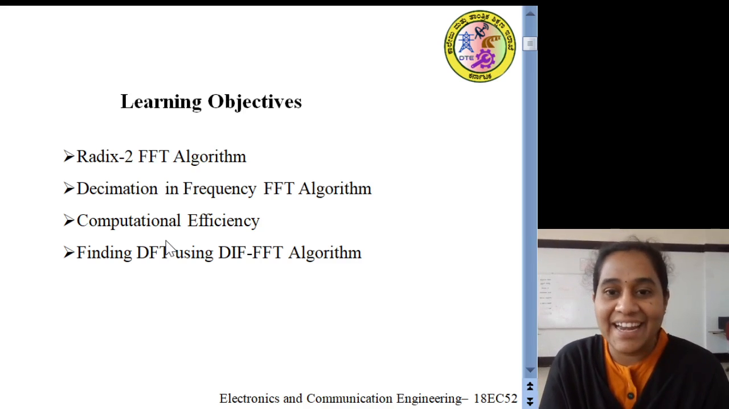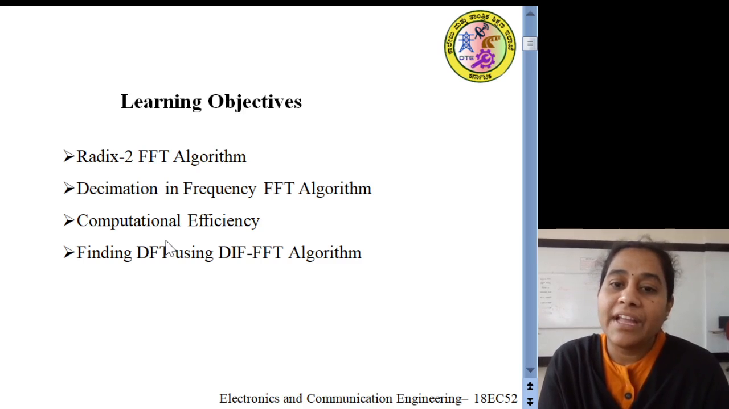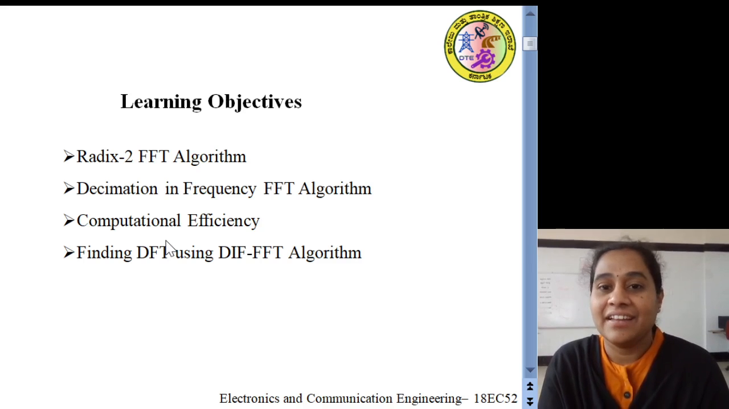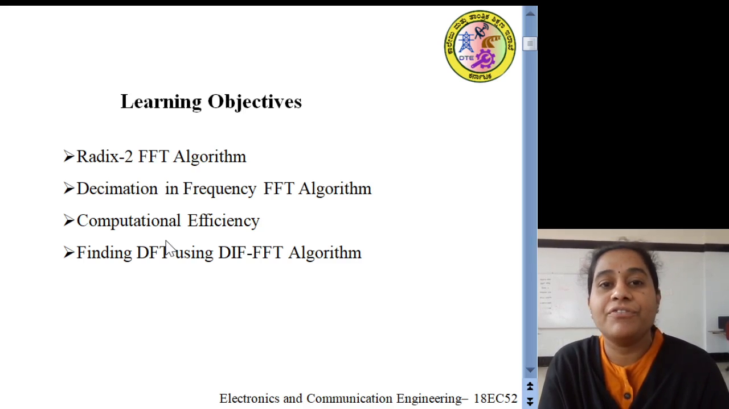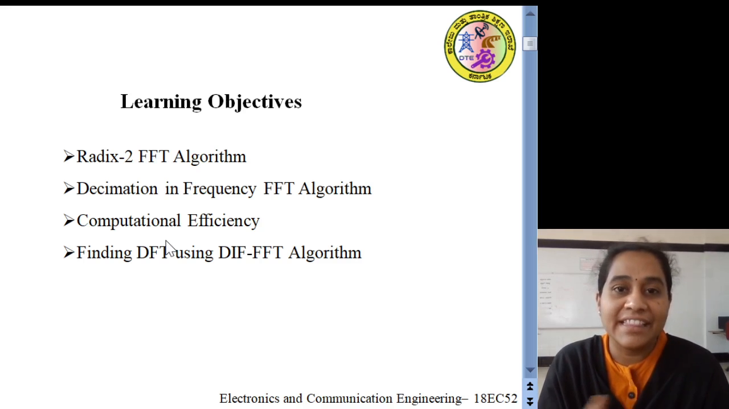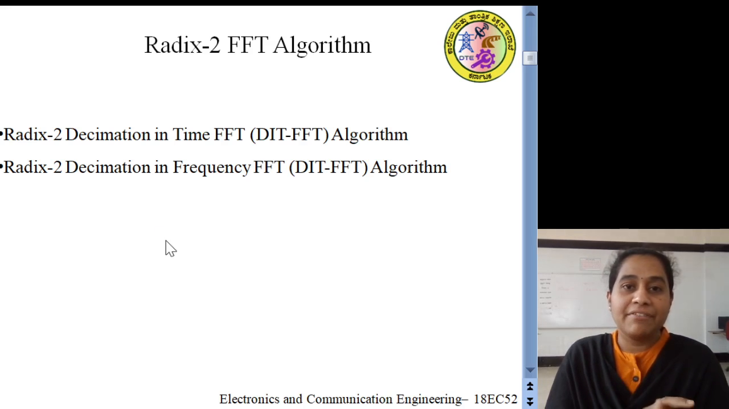Here, we will be considering the radix 2 FFT algorithm. We will be beginning with the radix 2 FFT algorithm. Then we will be going into the decimation in frequency FFT algorithm in detail. Then we will be considering the computational efficiency of the decimation in frequency FFT algorithm. Afterwards, we will be finding the DFT of some sequences using the DIF FFT algorithm at the end of this session. So now let us begin with this session.